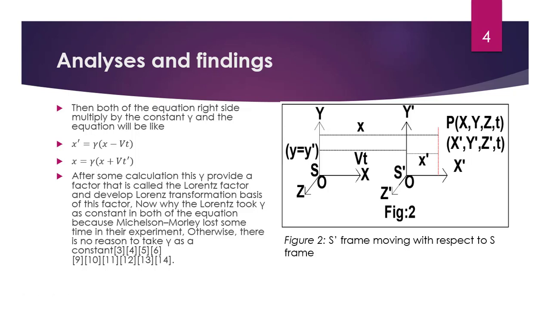Otherwise, there is no reason to take gamma when x dash equals x minus vt and x equals x plus vt dash. That is the same as the Galileo and Newton transformations, where there is no gamma. Lorentz took this gamma because Michelson-Morley lost the time. This is the key of modern physics; I feel the whole of modern physics rests on this gamma. So if you find the limitation of the Michelson-Morley experiment, this gamma will automatically be removed and special relativity will fall.